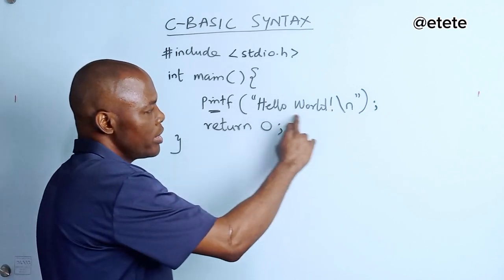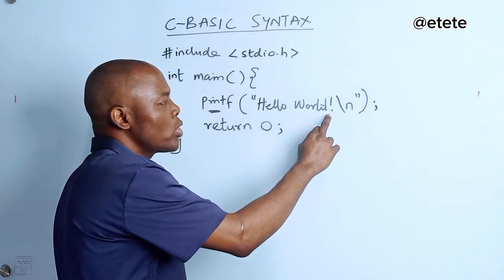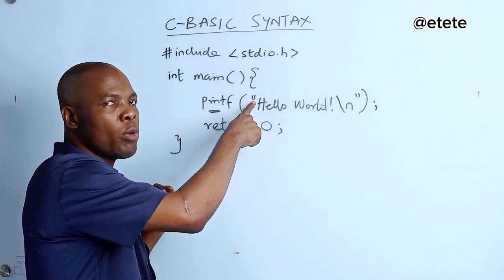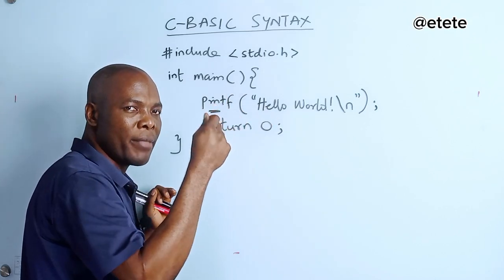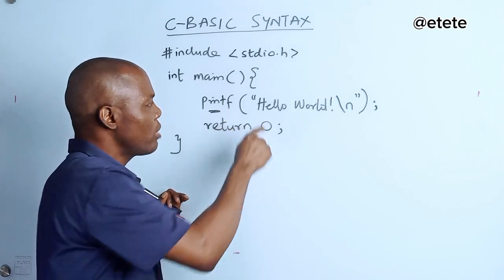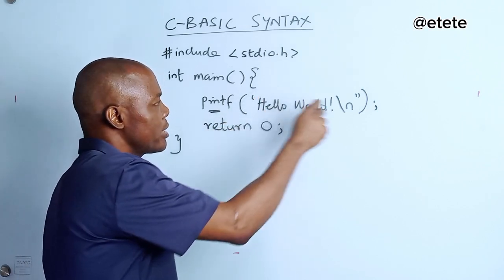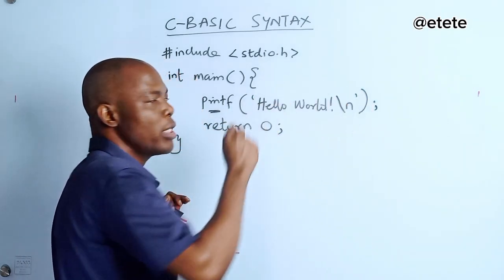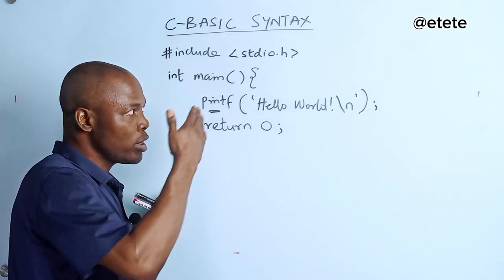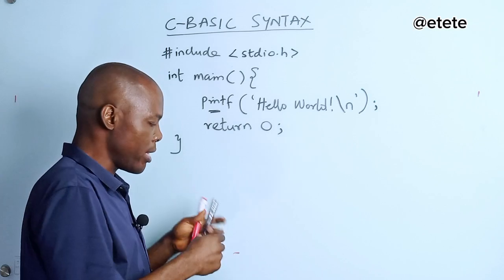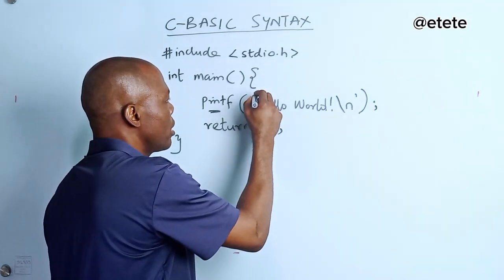Now, this is a string literal, and a string literal must always be placed within a double quote, not a single quote. You only put a character in a single quote. So if I change this to a single quote like this, the compiler will throw me an error. Do you understand? So it's not matching with the syntax. It will throw me an error. So this place has to be what? A double quote.